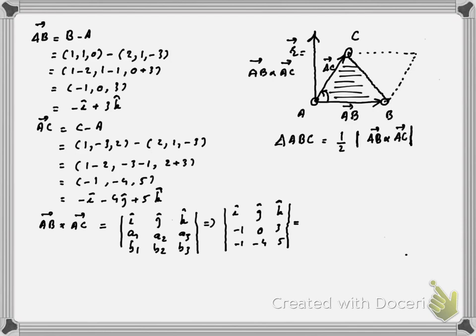I expand this determinant. i cap, its minor determinant is 0, 3, minus 4, 5, minus j cap, its minor determinant is minus 1, 3, minus 1, 5, plus k cap, its minor determinant is minus 1, 0, minus 1, minus 4.